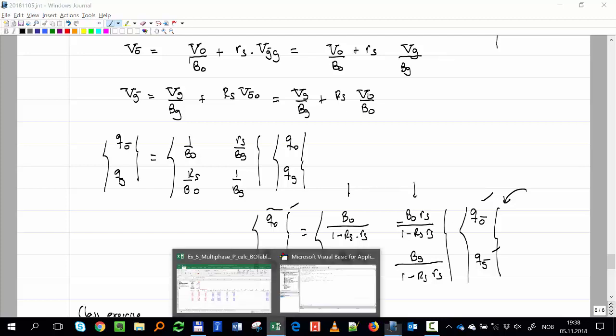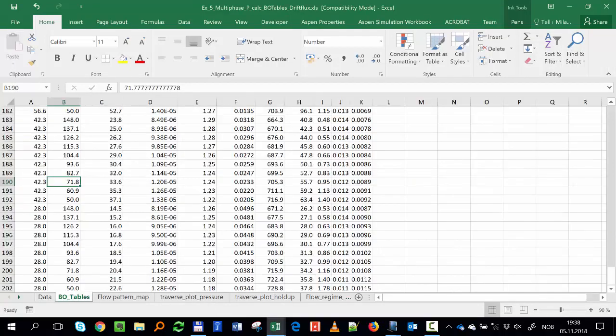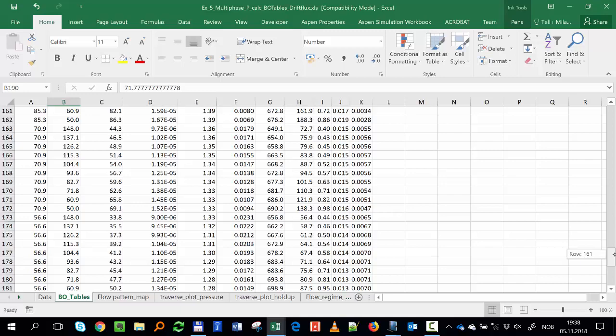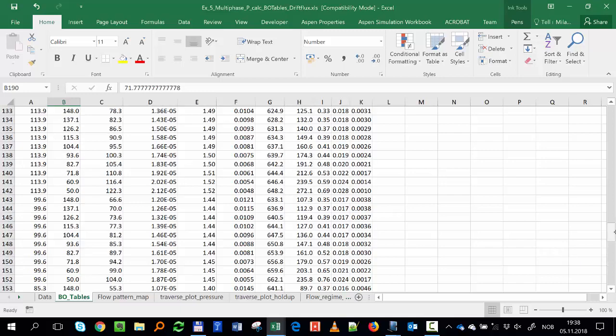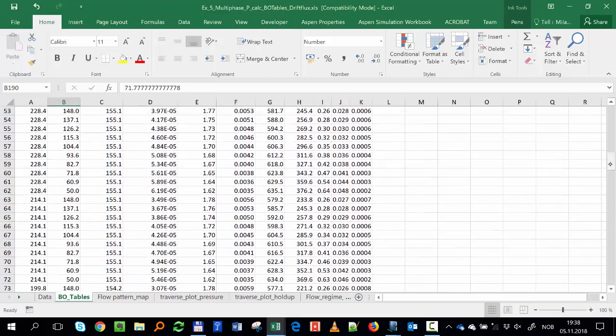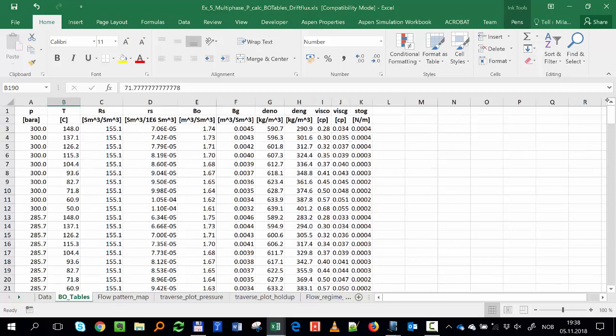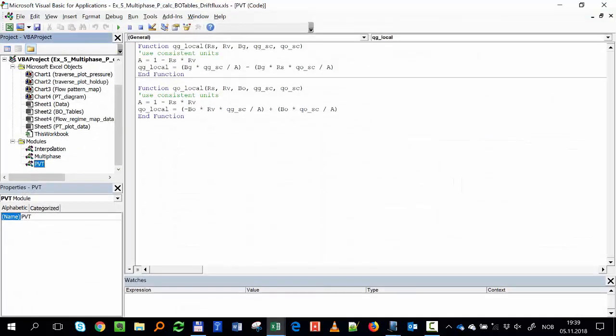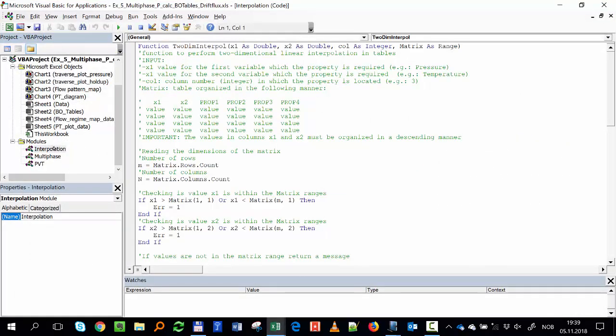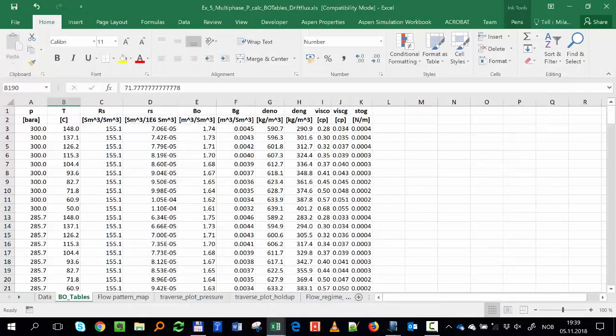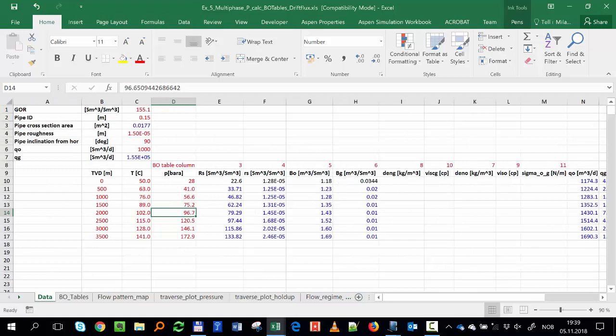Luckily, we paid a lot of money to get this table from someone, a lab, a correlation. But the tables are not exactly for the pressure and temperature that I need, so I need to interpolate. To make our life easy, we have this function to interpolate. We just have to know how to use it, and then with that we calculate local oil and local gas.